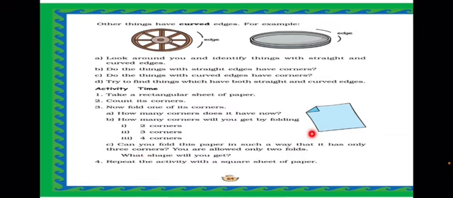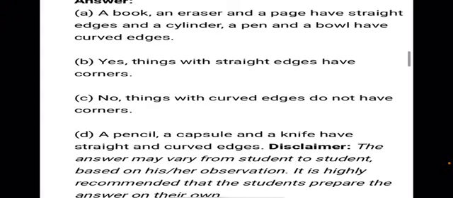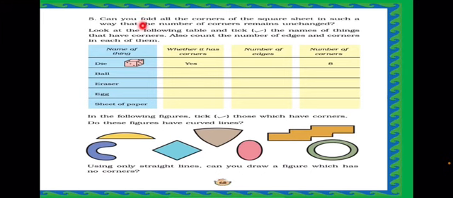So what we have to do over here is take a piece of paper, fold the corners and find out the number of corners on the paper. Initially we had 4 corners, and as we keep on folding, the corners will become fewer. Now what shape will you get? Repeat the activity with a square sheet of paper also. First you can do this activity with the rectangular sheet of paper, and then with a square piece of paper. Now can you fold all the corners of the square sheet in such a way that the number of corners remains unchanged? Look at the following table and tick the names of the things that have corners.